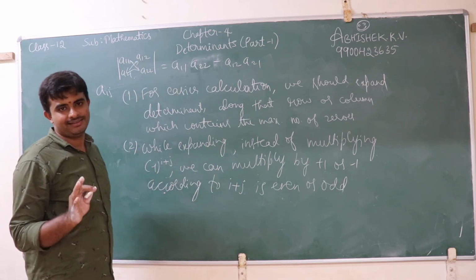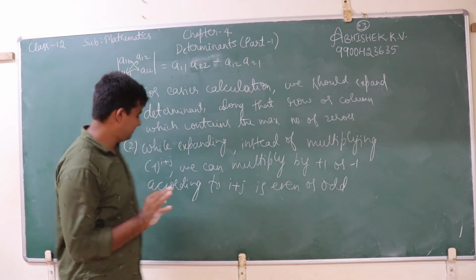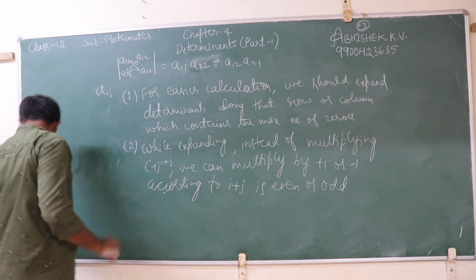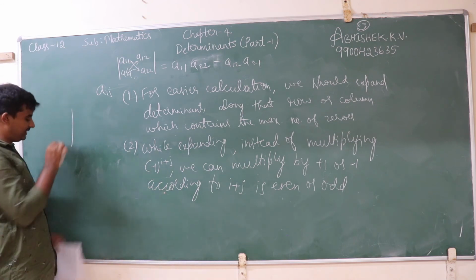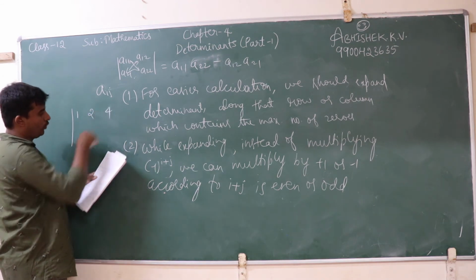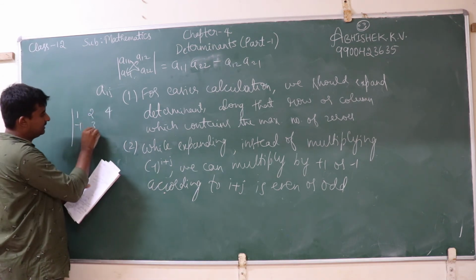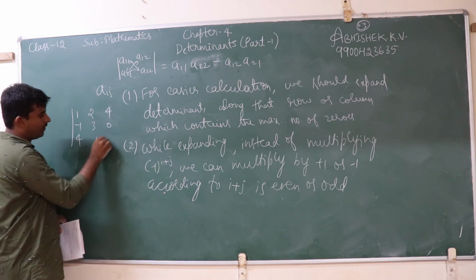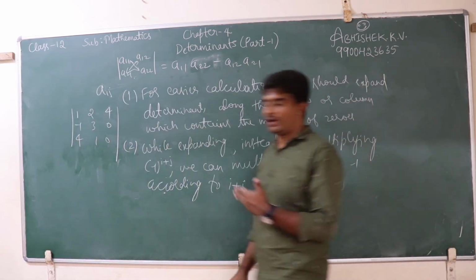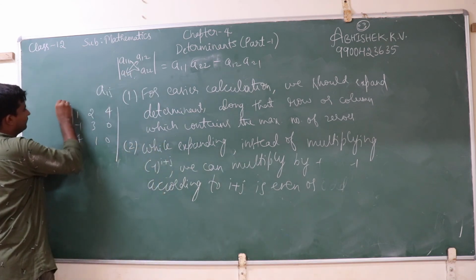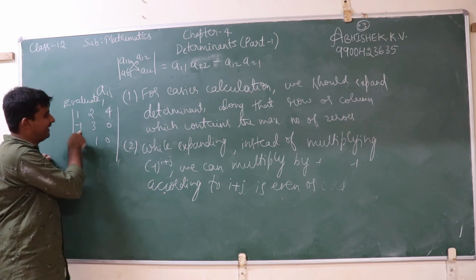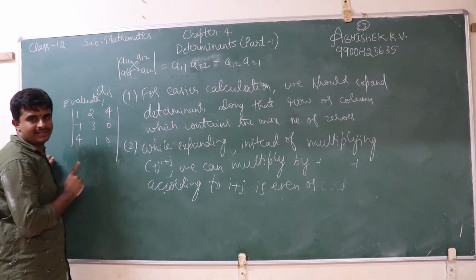I hope you are all getting it. Is it clear? These are the two important points. Let us consider one example. If I consider this determinant: 1, 2, 4, minus 1, 3, 0, 4, 1, 0. Examiners like to ask this type of question for 1 mark. Evaluate 1, 2, 4, minus 1, 3, 0, 4, 1, 0.